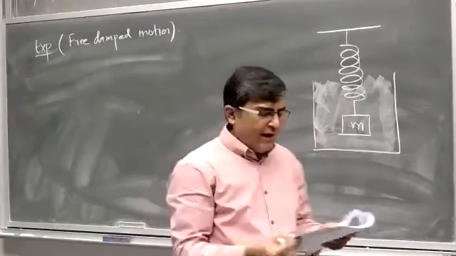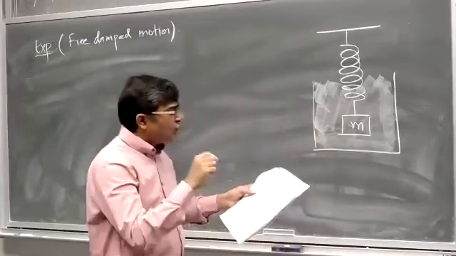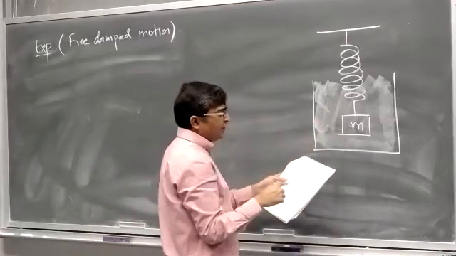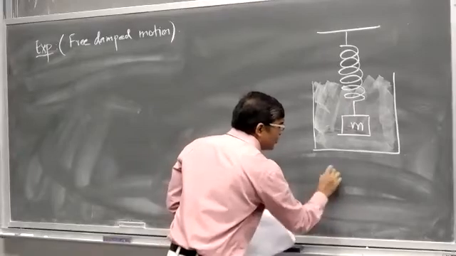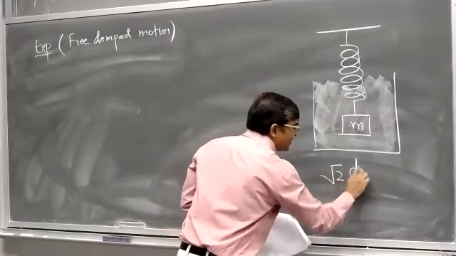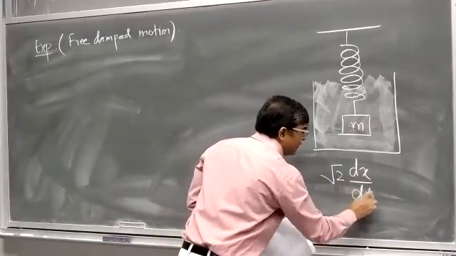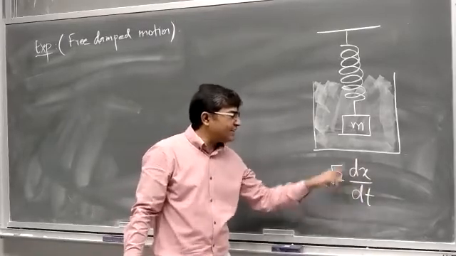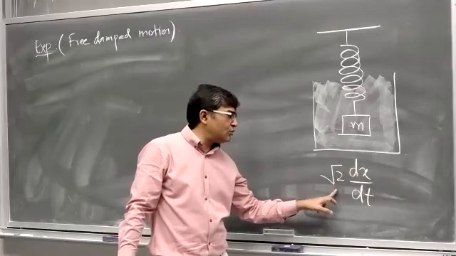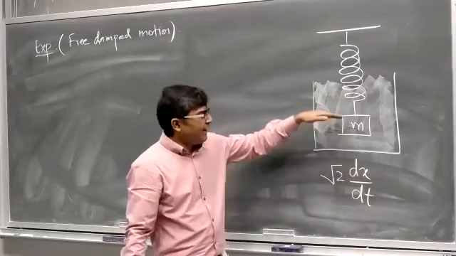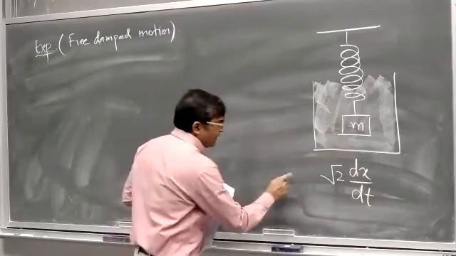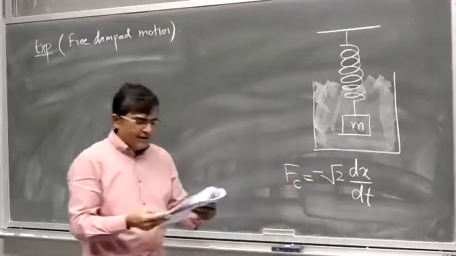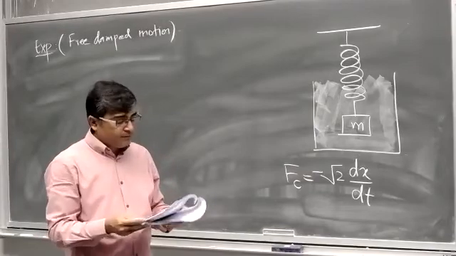Okay, so the medium through which the mass moves offers a damping force equal to square root 2 times the instantaneous velocity of the mass. So what is the instantaneous velocity? It is dx by dt, and the damping force is square root 2 times that. So it is your damping force, and it will definitely be a negative force.